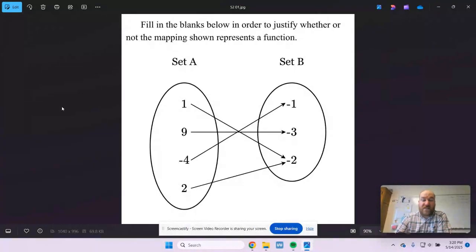Hello everyone, in today's video we're just going to talk about the definition of a function.